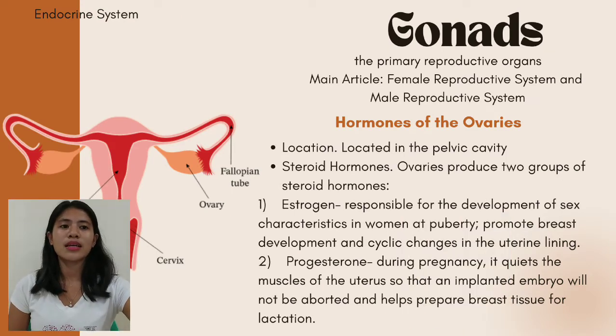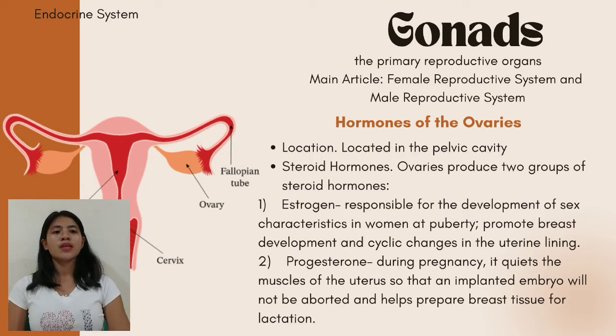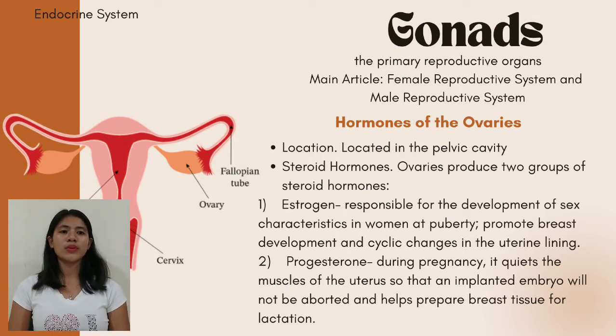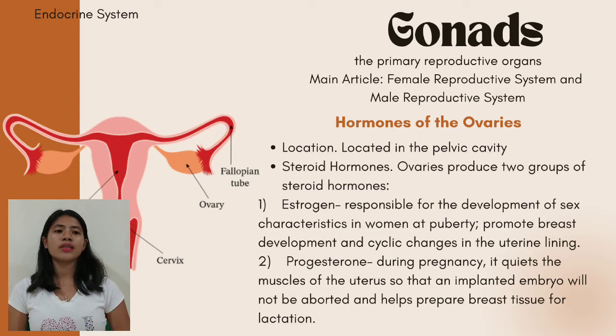The gonads are the primary reproductive organs. They have two main parts, the female and the male reproductive systems, and so two sets of hormones: the hormones from the ovaries and the hormones of the testes. The ovaries and testes make sure that our body goes through the changes of puberty, so you can grow from a child to an adult.